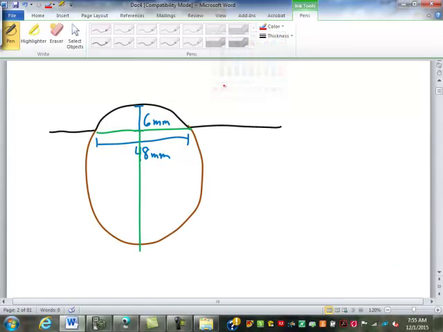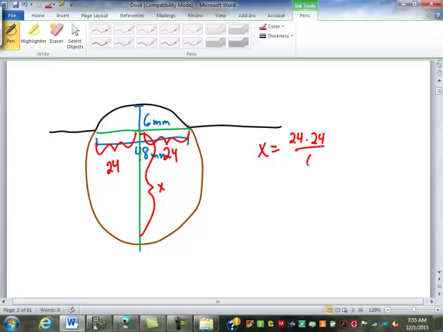Okay, so we'll split this into 24 and 24, and this into x. So we've got x equals 24 times 24 divided by 6, otherwise known as what, 96? So the diameter is the 96 plus 6, or 102 millimeters. So the radius is 51 millimeters. How many of you got that?